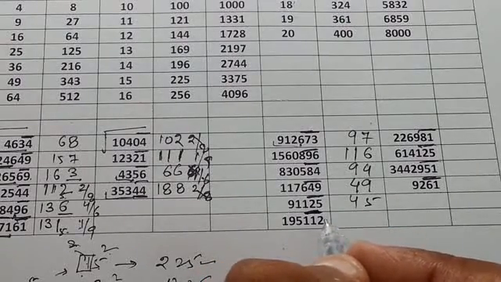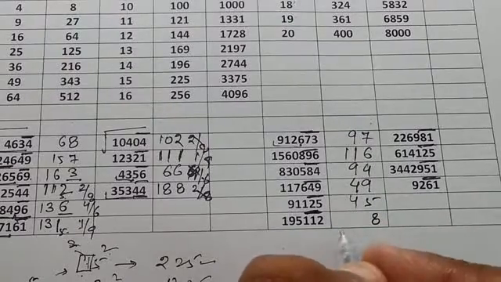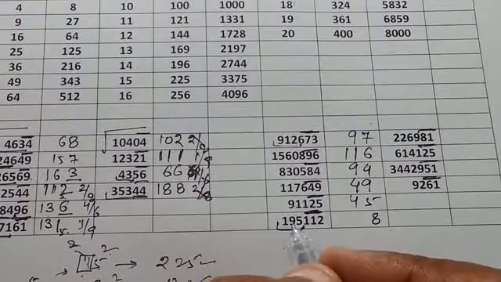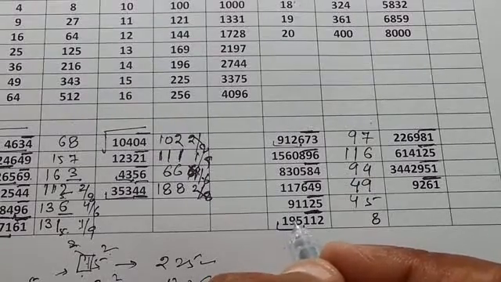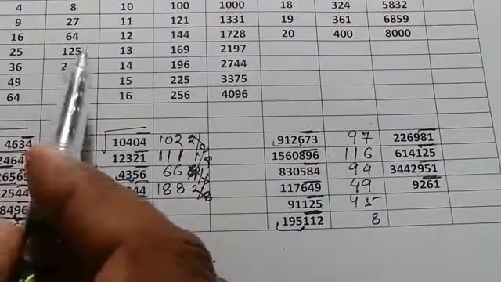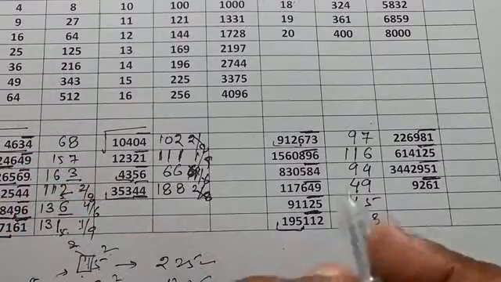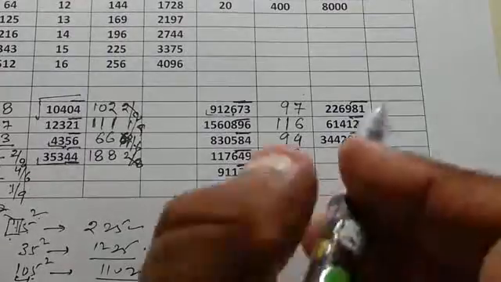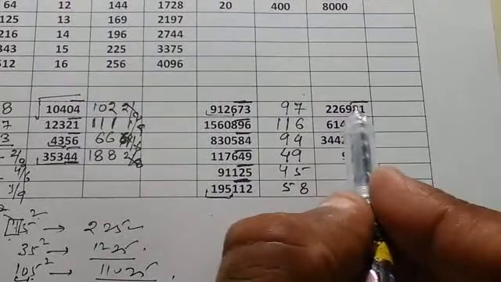So what is that number? That number is 8, because 8 cube is 512. Now we are left with 195. So 195 is the cube of a number that lies between 5 and 6, because the cube of 5 is 125 and the cube of 6 is 216. So the digit is 5. Great. Now 226981.